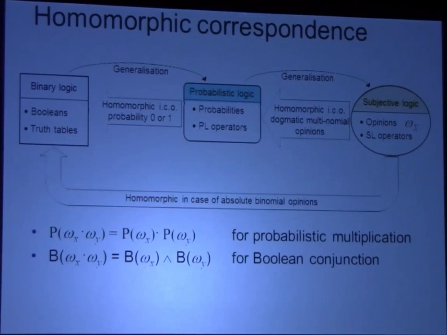You can generalize probabilistic logic to subjective logic by including the uncertainty dimension. But then if you exclude all opinions with some uncertainty, you say uncertainty mass has to be 0 always, no uncertainty, then every opinion is basically a probability distribution. So then it becomes a homomorphism from subjective logic to probabilistic logic. This homomorphism is expressed like this. If you take the projected probability of the product of two opinions, it's equal to the product of the projected probabilities of each opinion.